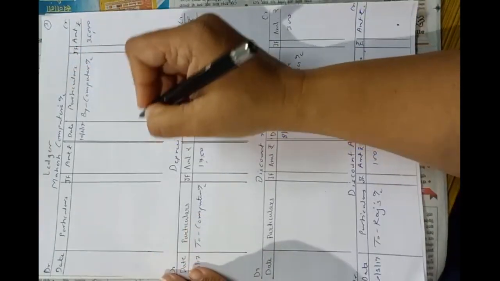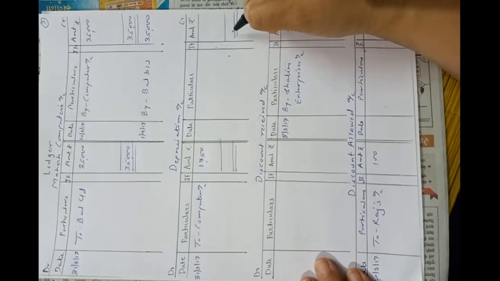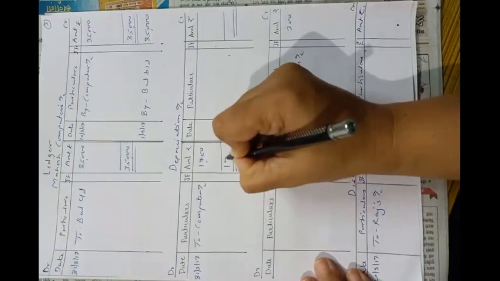Now Mahesh Computers account. And opposite side below the total on 1st April 17, that is first day of next month, by balance brought down 35,000. Depreciation account 1750.